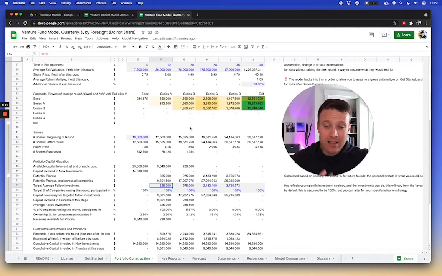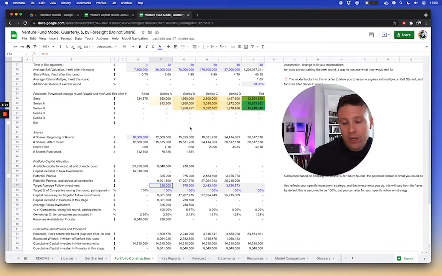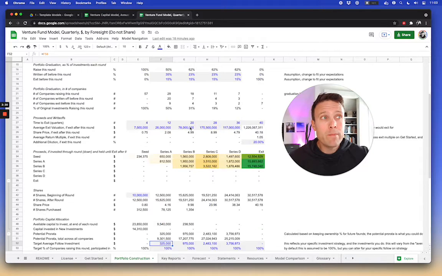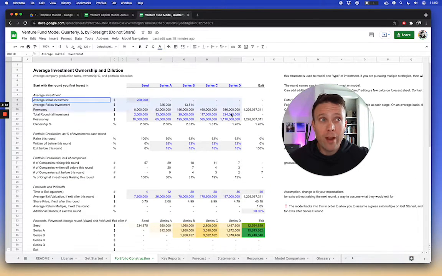And if I can't do it for all the companies, the follow-on amount automatically adjusts down, because I can't do my follow-on amount across all the companies. Now, that's on an average basis. And in reality, you may choose to do some follow-ons and not do others. The metrics up here will reflect the average company that raises the additional round, meaning the companies you did do follow-ons on and the companies you didn't, for full portfolio analysis of returns.